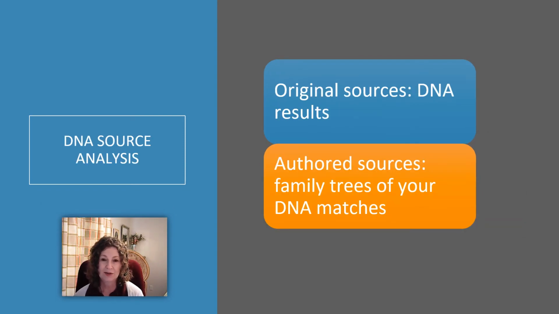Now let's talk about DNA source analysis. DNA results are original sources, and our analysis of those can be wrong if we don't correctly understand how DNA inheritance works. We also work with authored sources in DNA. The family tree of our DNA matches. And as we all know, family trees can be accurate or they can contain a lot of inaccuracies. So just like any other source, we have to evaluate carefully those family trees and look at the sources that have been added to those and use our own analysis to determine if they are giving us good information or not.